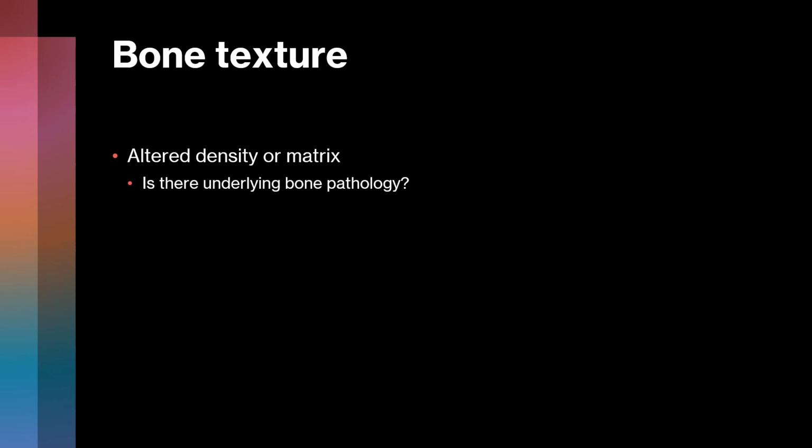So for bone texture, it's important to see if there's a change in the underlying bone characteristics, which may be benign or malignant. So for example, you can have bone cysts or primary bone tumors or metastatic deposits. It's also important to assess the underlying bone density, as reduced bone density can increase the risk of fractures.